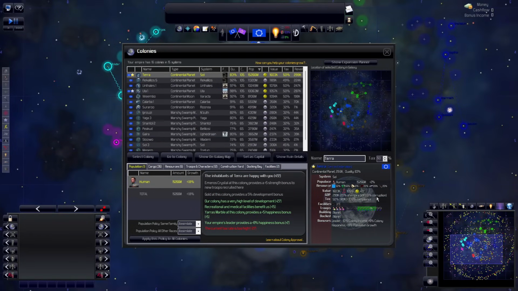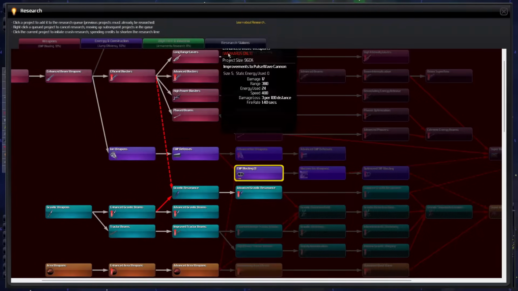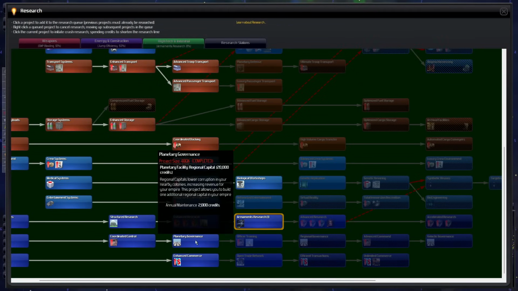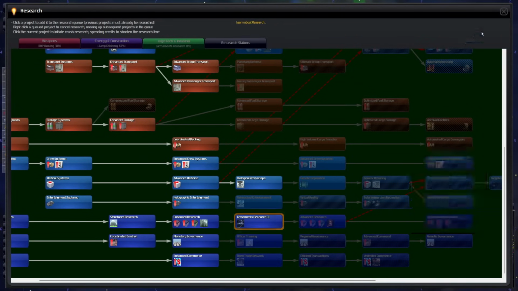How do you get rid of corruption? Well, you would need to build a facility. You would need to build a regional capital, which is under the high-tech research. We have planetary governance. This is how you can get a regional capital. You can get another one with regional governance, and then galactic governance to get another one.